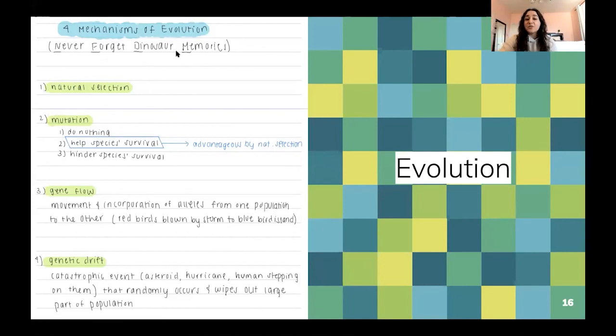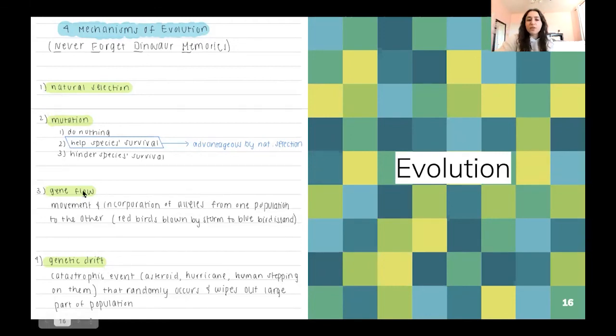Never forget dinosaur memories, because dinosaurs are extinct. Never forget them. So the N would stand for natural selection. This is one mechanism of evolution. The M in memories is mutation, that's where it comes from. And then F is going to stand for gene flow, and then the D in dinosaur is going to be genetic drift. So altogether, natural selection, mutation, gene flow, and genetic drift, these are the 4 mechanisms of evolution.